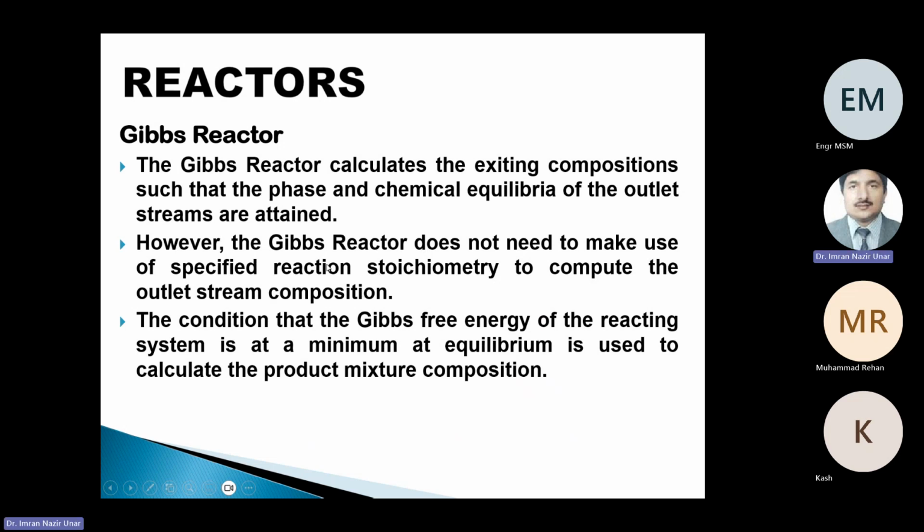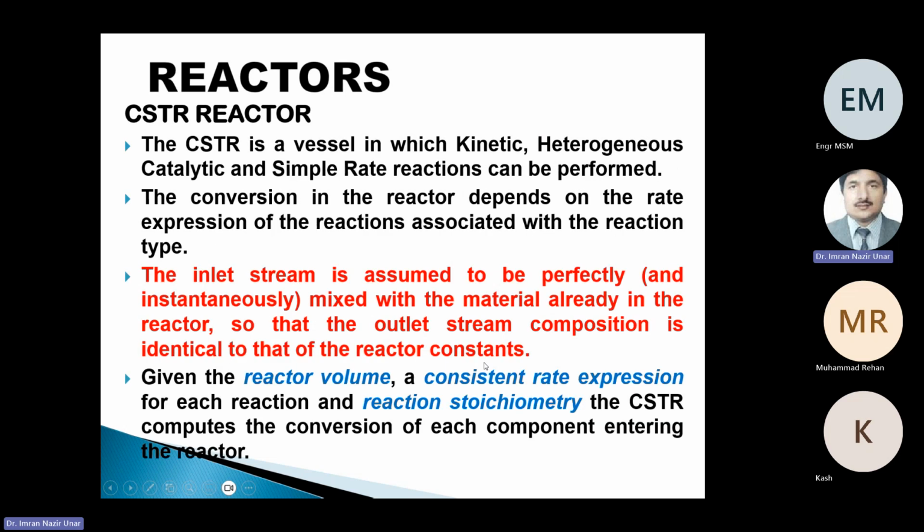You just put this reactor, and it will tell us what the possible outcomes of any group of streams are. The condition that the free energy of the reactor system is at a minimum at equilibrium is used to calculate that. This is the mechanism by which it calculates the output compositions.